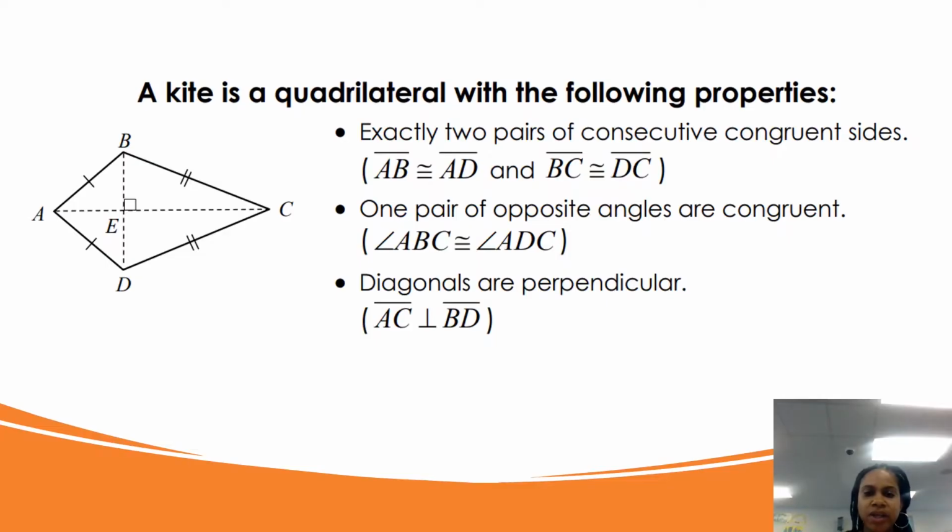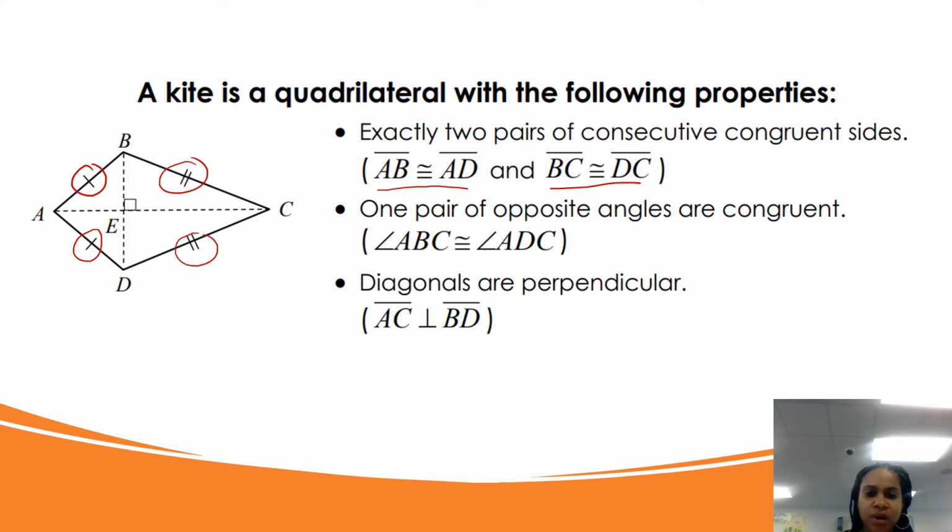So we have the properties for kites here. It is a quadrilateral that has exactly two pairs of consecutive congruent sides. And so we can see here AB and AD are congruent. So these are our consecutive sides here. They are congruent, as well as BC and DC. So these sides are congruent as well.